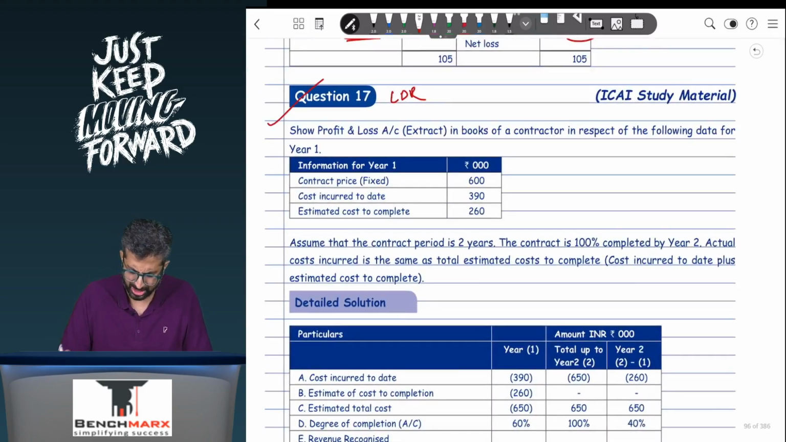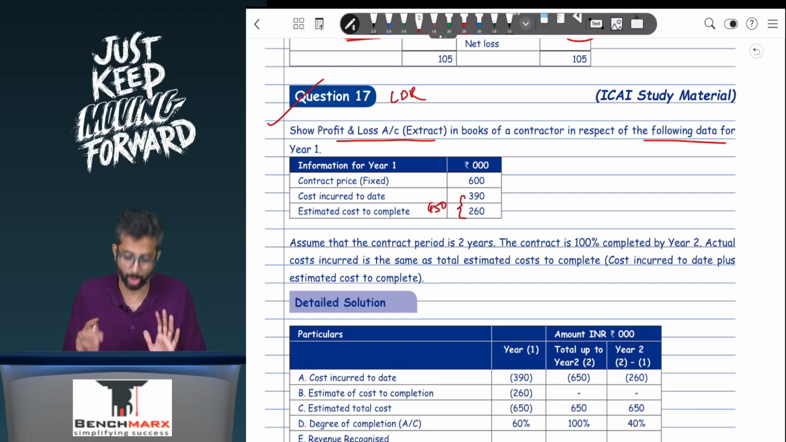Next you go to question number 17. Show the profit and loss extract in the books of a contractor in respect of the following data. So contract price, cost incurred till date, estimated cost to complete. So if I total both of these, I think this is 650, which means there's a 50 rupee loss. So you'll have to create a provision for estimated loss to the extent of 50 rupees.